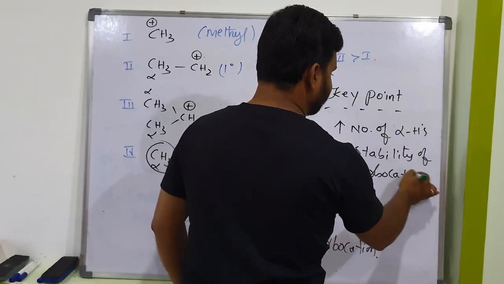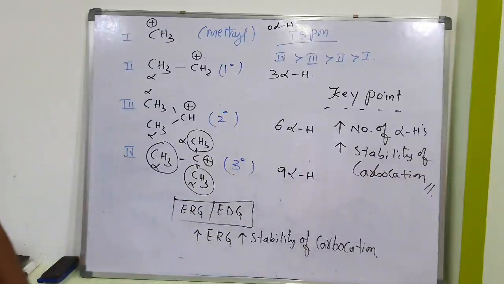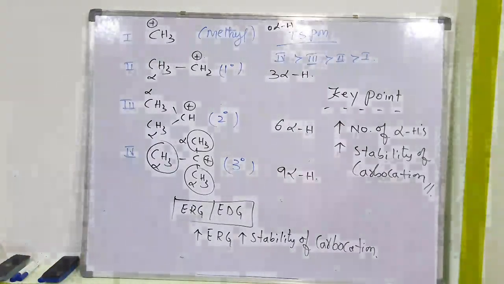This is also a fixed point. Just have a look. Out of all, which is more stable? This is more stable. Is it clear? Yeah. Out of all, which is more reactive? This is more reactive. Why? Because stability is inversely proportional to reactivity.